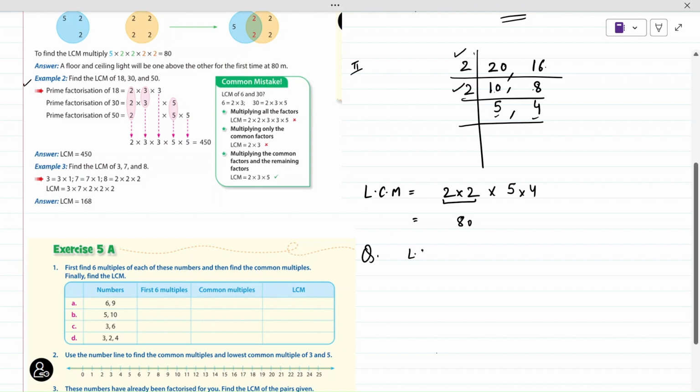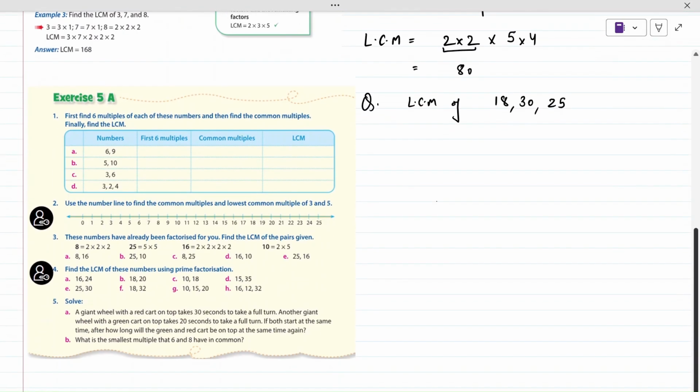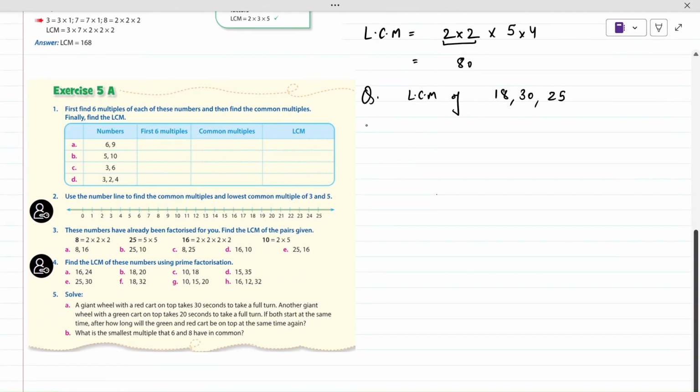Question: LCM of 18, 30 and 25. So let us do this question with both the methods. Okay, so I'm doing the first method.